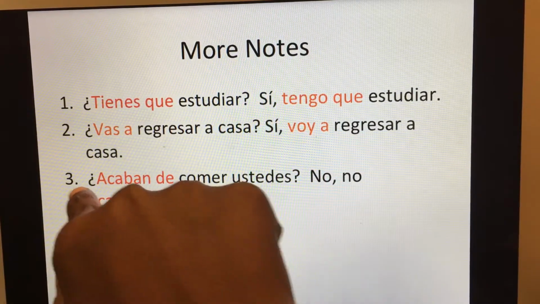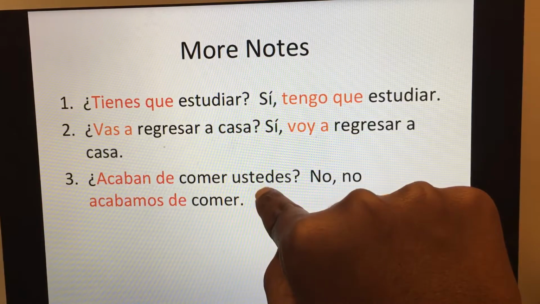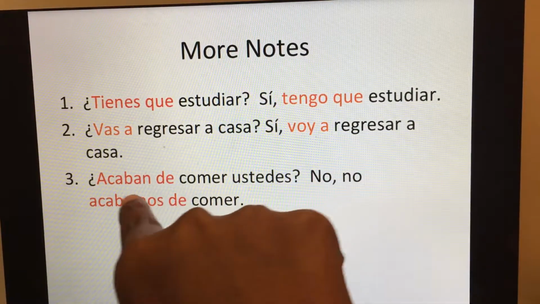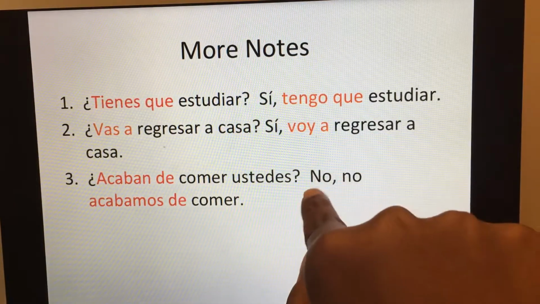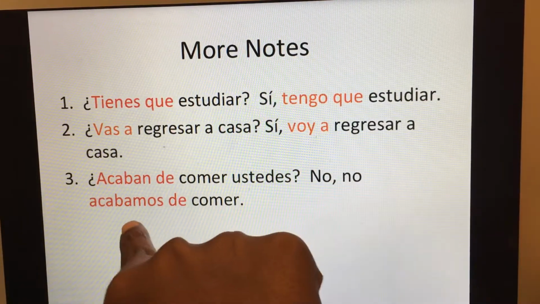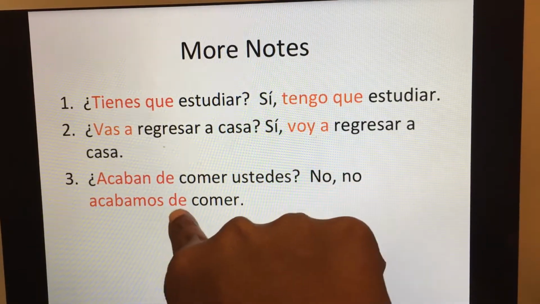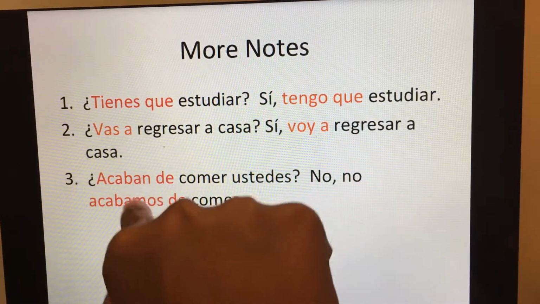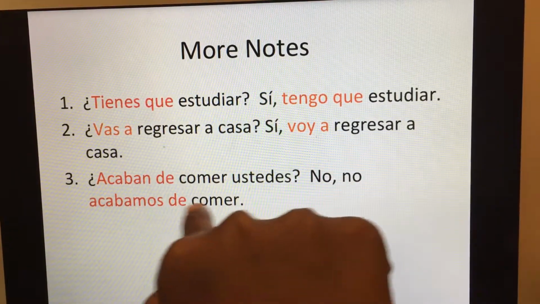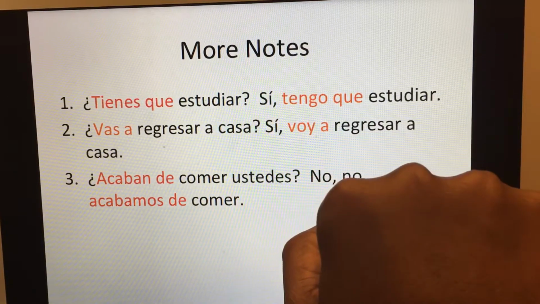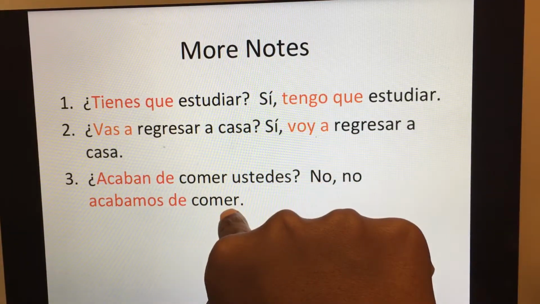El número tres. Acaban de comer ustedes. Ustedes, I'm asking you all. Have you all just eaten? No acabamos de comer. It's an AR verb, so I'm using AR endings here. No, we have not just eaten. No acabamos de comer. No, we have not just eaten.